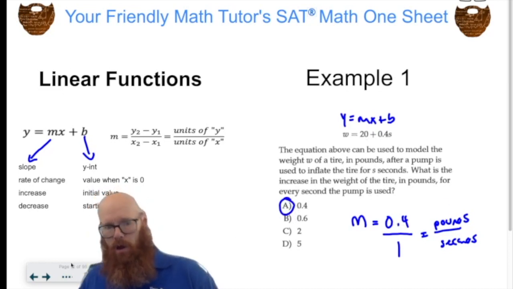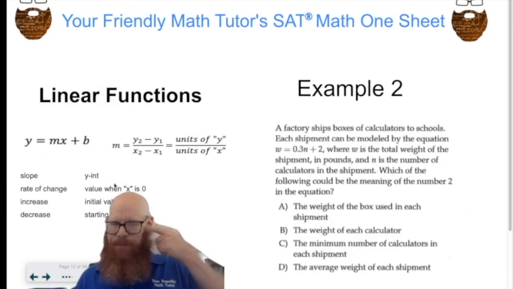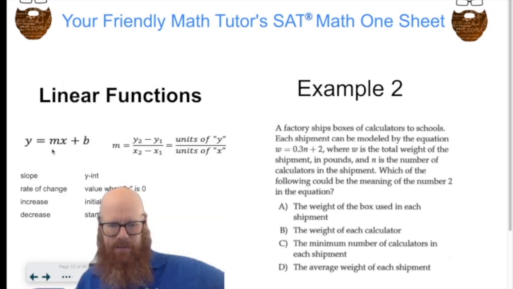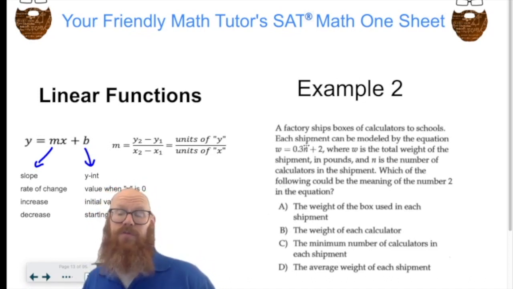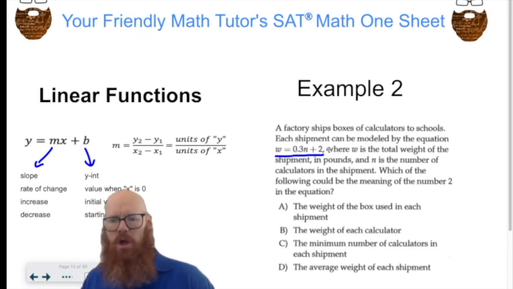All right, let's take a look at another example. Now we have another problem, where we can use a strategy from the first video called skimming the text. We know we have this slope-intercept form equation, and then we can go right to the question: which of the following could be the meaning of the number 2? The number 2 is the y-intercept because it's b.